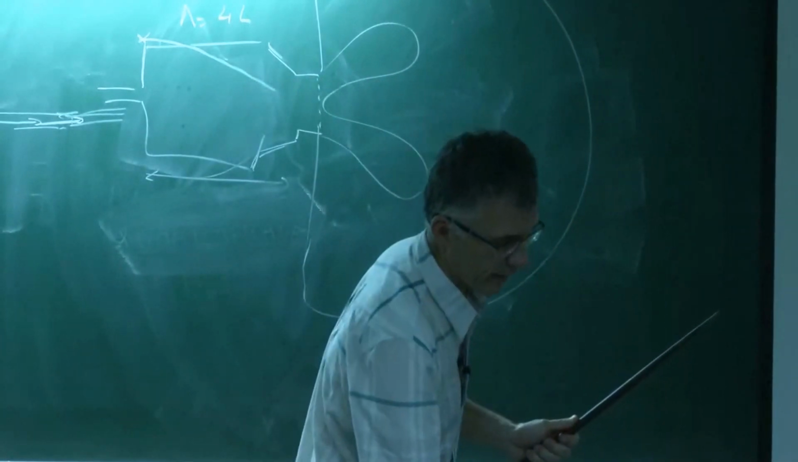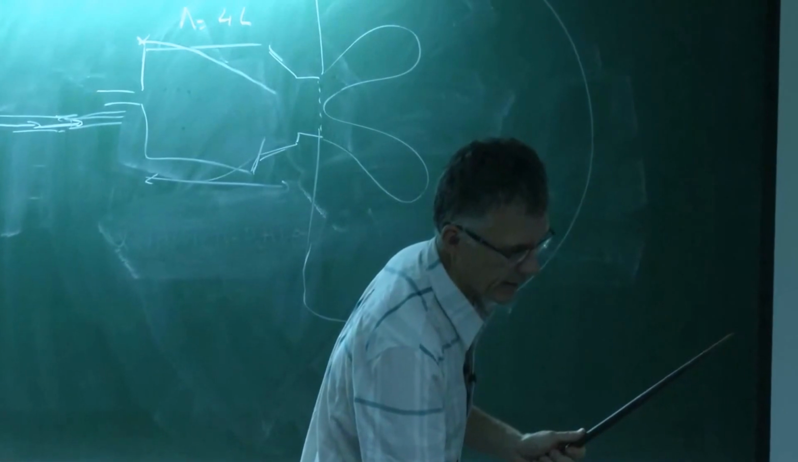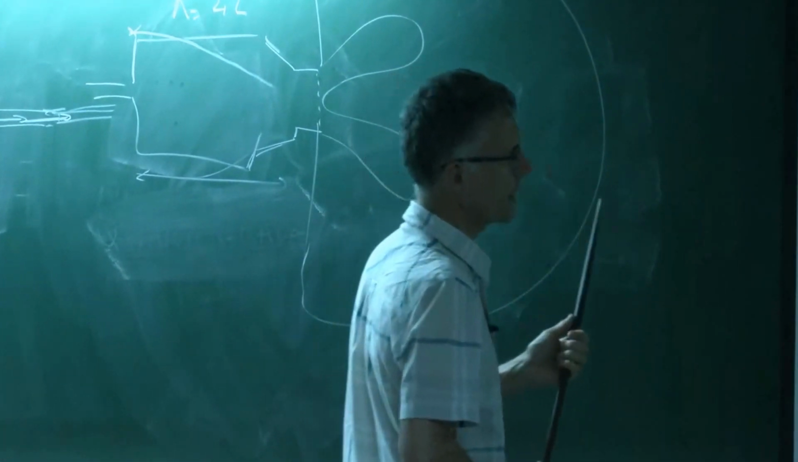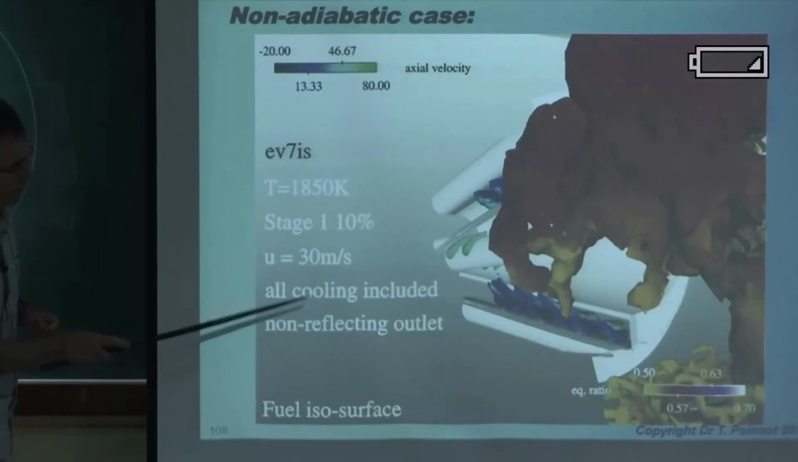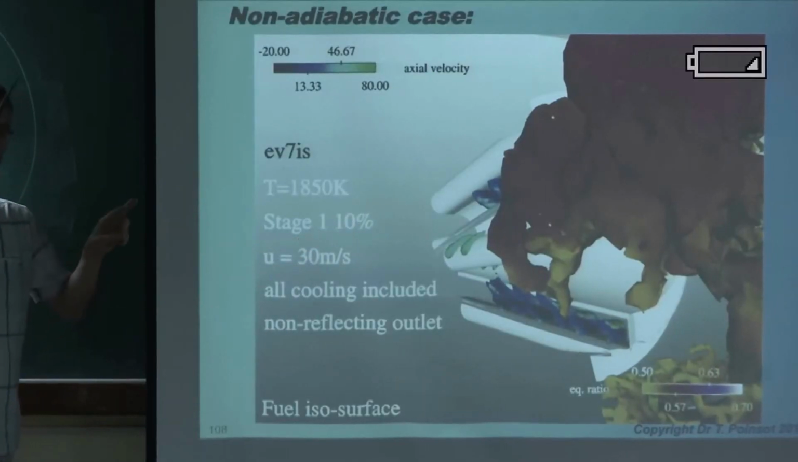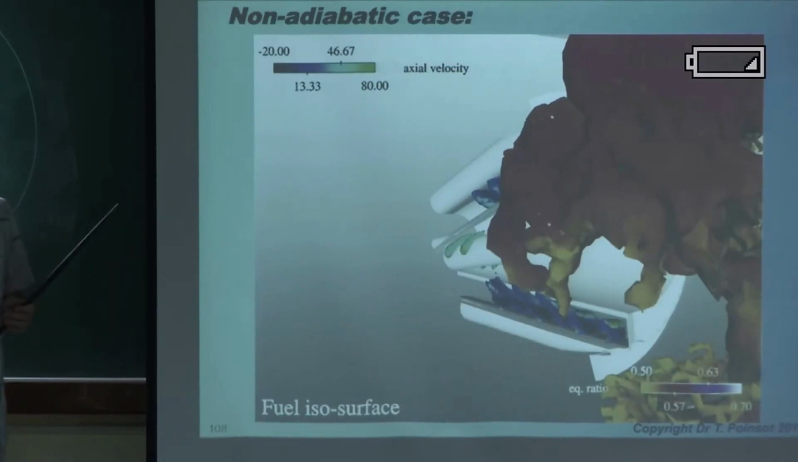So then we went to a case where we included radiation and heat losses to the wall. And you will see that the topology of the flow now is completely different. So the cooling is included, and we have a non-reflecting outlet. So this is supposedly a stable case, as you will see now.